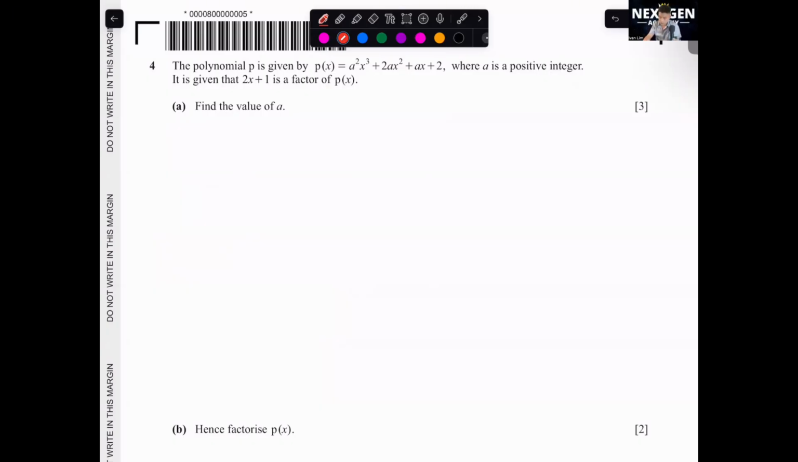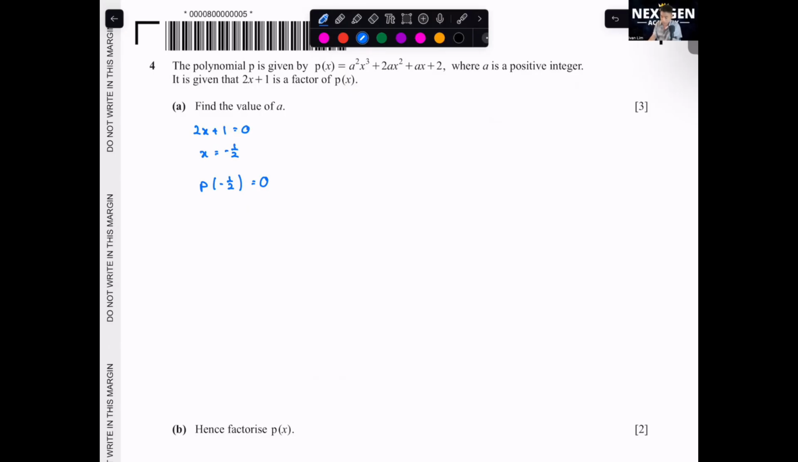First of all, what does it mean to be a factor? If they say it is a factor, it means when we substitute into the p(x) equation, we can use the factor theorem, it equals 0. So we can say that when 2x plus 1 equals 0, x equals negative 1 over 2, p(negative 1 over 2) will be equal to 0. This is according to the factor theorem.